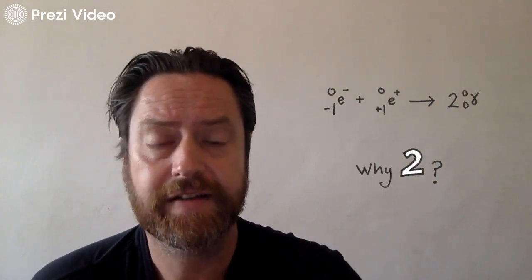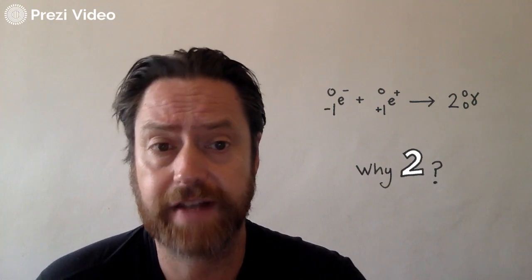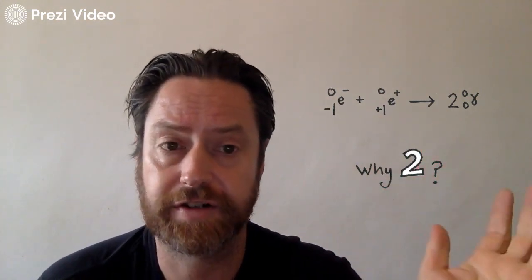Charge was conserved. So if we go back here, we've got a negative charge and a positive charge on the left-hand side, and on the right-hand side, no charge. So it's conserved. We haven't got mass being conserved, and we haven't got energy being conserved, but we have got mass-energy being conserved. So that's all right.